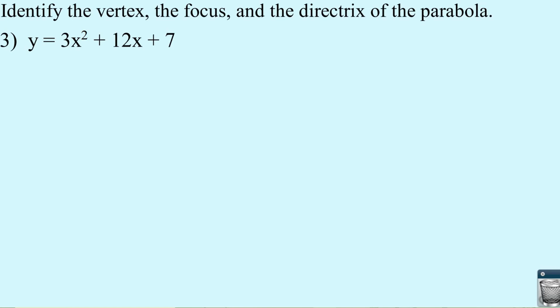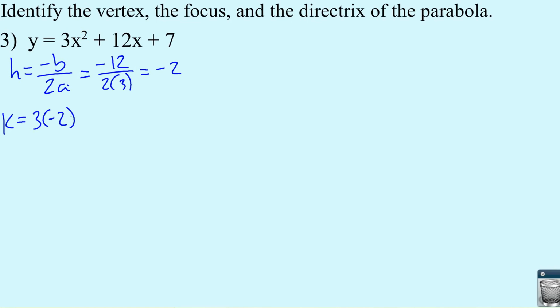Here, if I've got my parabola, I want to find the vertex, focus, and directrix. I can find the vertex because that's just doing negative b over 2a. So negative 12 over 2 times 3, so we get negative 2. We get k by plugging in negative 2. So 3 times 4 is 12, minus 24, plus 7.